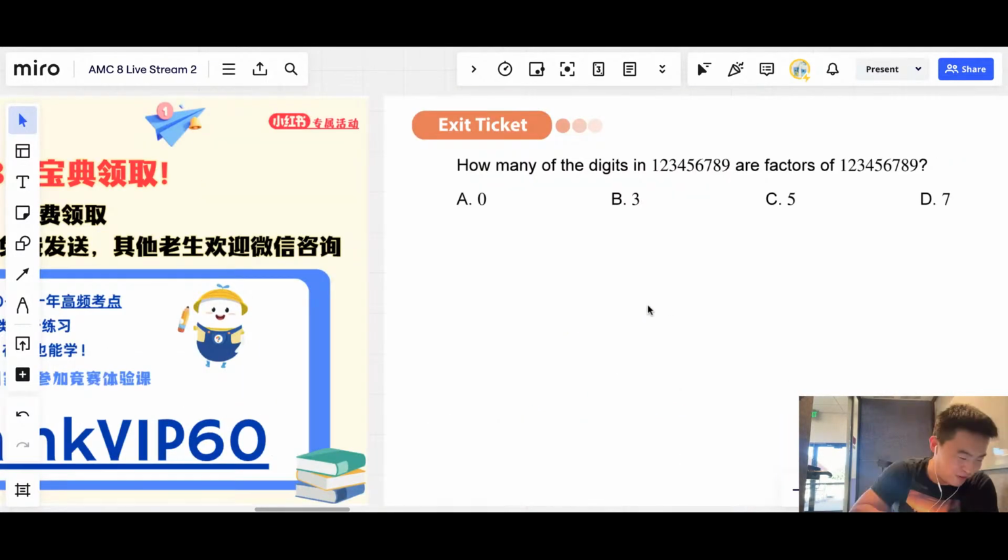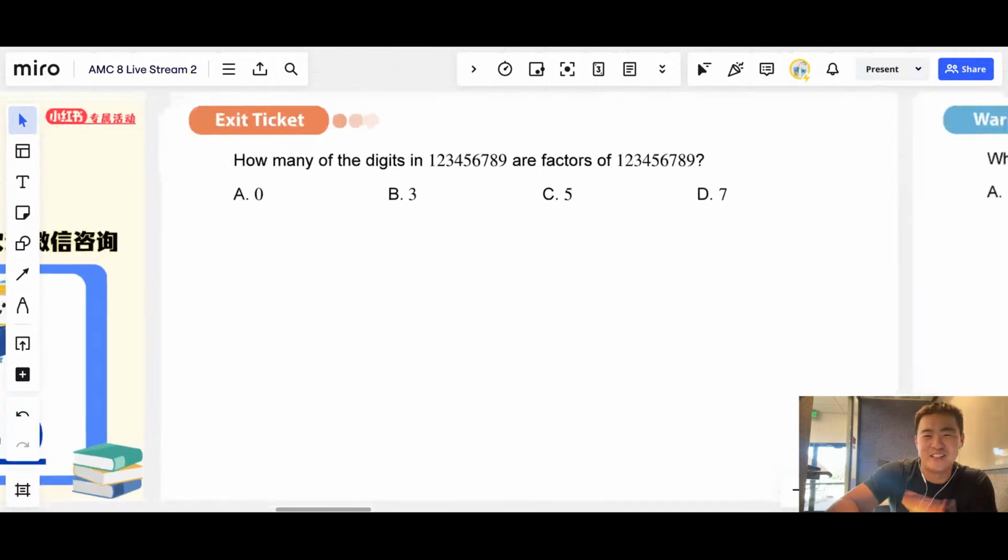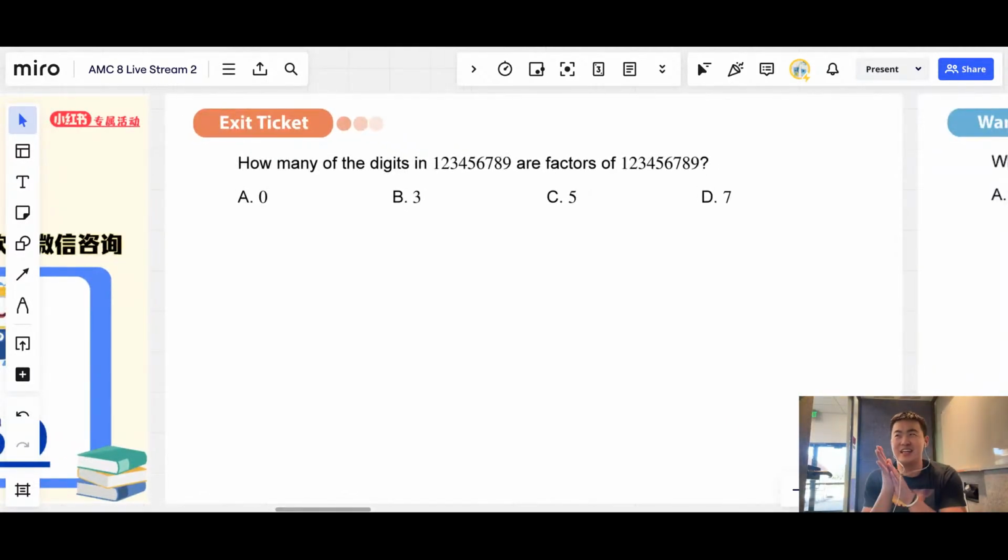Let's get back to the problem solving part, okay? All right, so exit ticket. The exit ticket is a problem testing your ability to solve problems really similar but a little bit more challenging, like the real AMC problem and the warm-up. Okay, so basically we are going to use the same approach, the same technique.